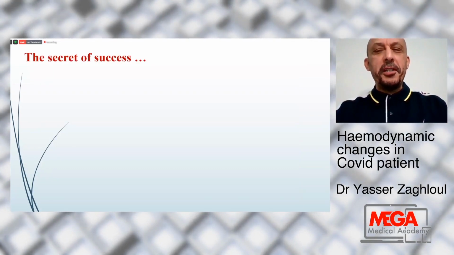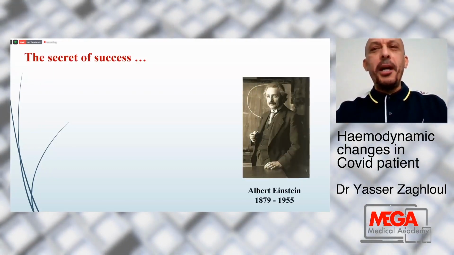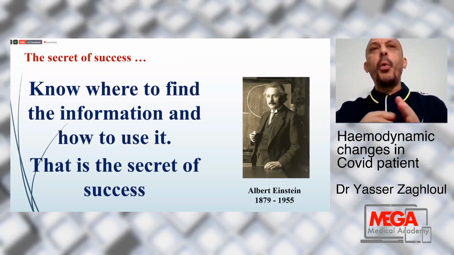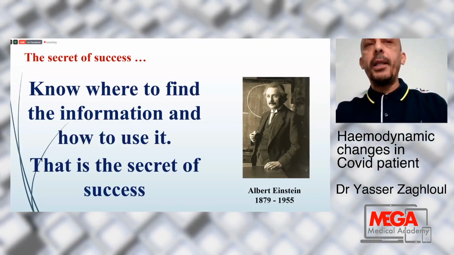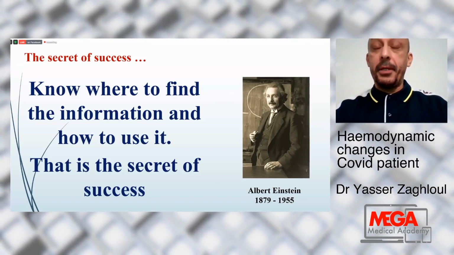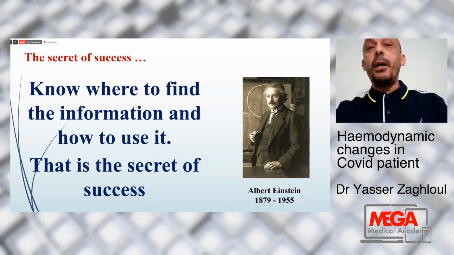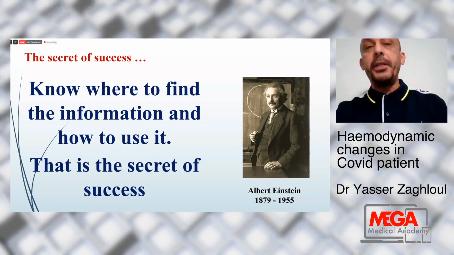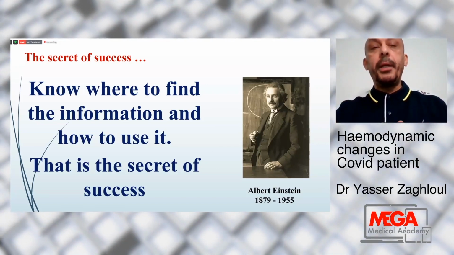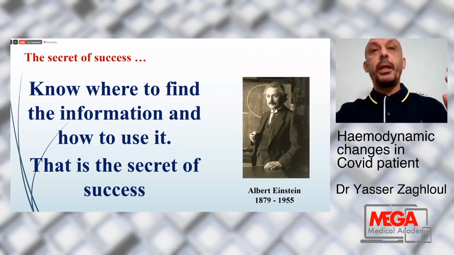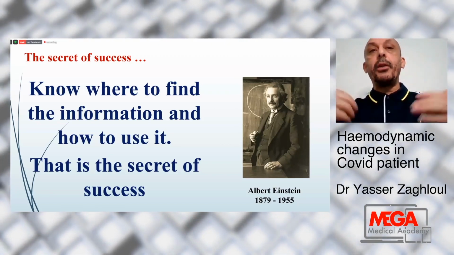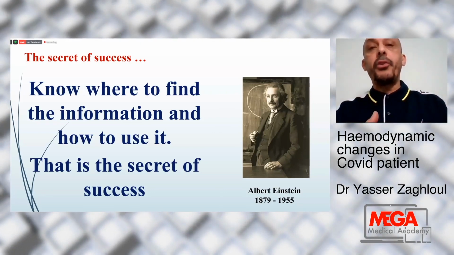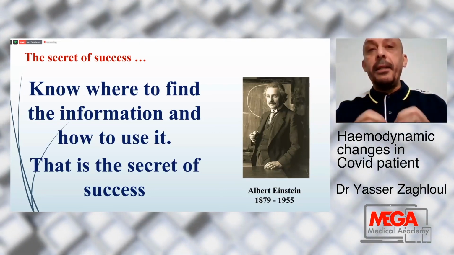What is the secret of success? According to Albert Einstein, the secret of success is to know where to find the information and how to use it. That is the secret of success. Actually, in medicine, we have thousands of pieces of information every day. And in COVID especially, we have a lot of emails, WhatsApp messages, guidelines, local policies. So you have a lot of information. How to use it in medicine?